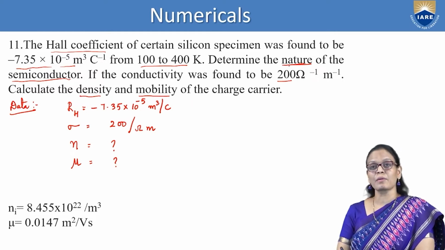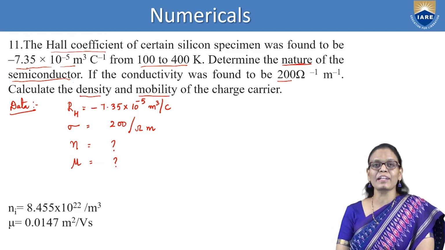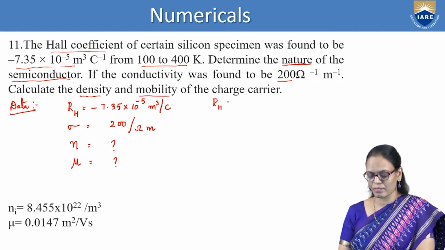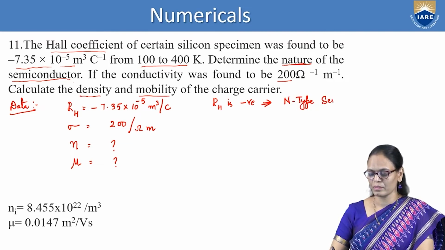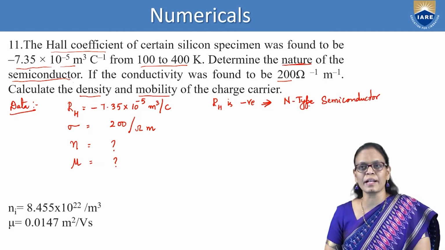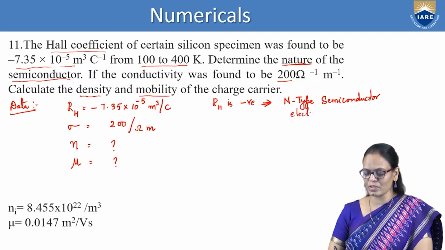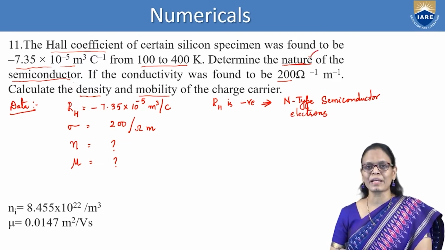Now, first thing they are asking about the nature of the semiconductor, means what type of semiconductor it is. If the value of RH is negative, so RH is negative, this implies that it is an N-type semiconductor. So that is what is asked. Nature of the semiconductor means it is an N-type semiconductor and the majority carriers are electrons. So the current here is due to the electrons. Majority is electrons. So that is what we are talking about, the nature of the semiconductor.